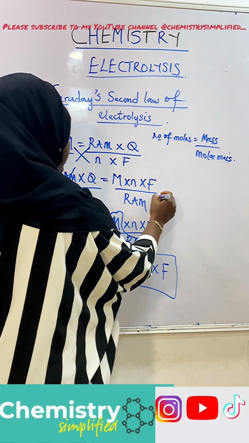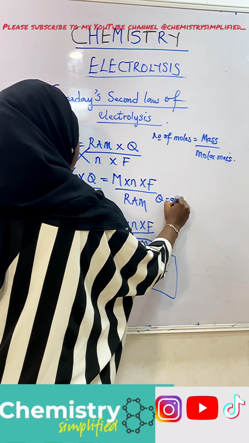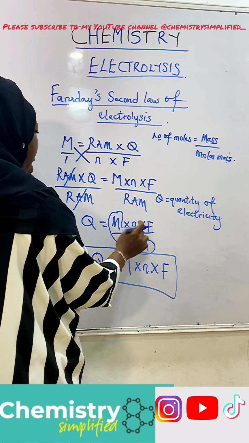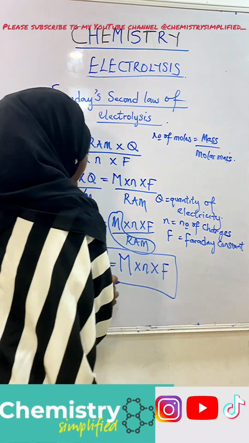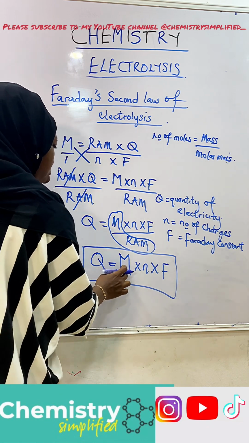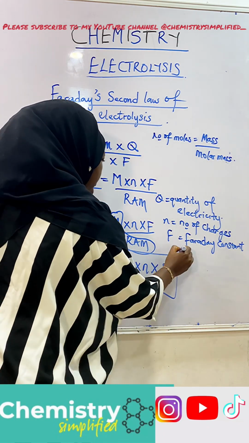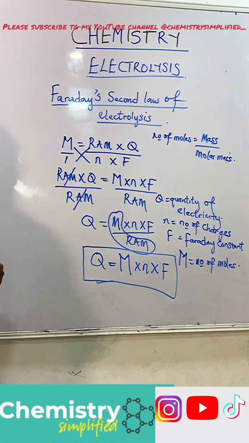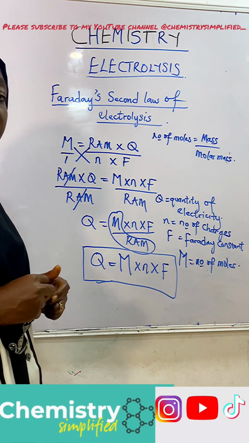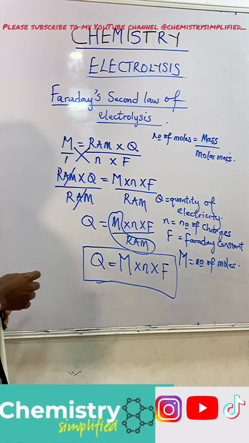Now let me quickly write the parameters down. Q stands for quantity of electricity. Then we have N, number of charges. We also have F, Faraday constant. We have what else? We have M, capital letter M, which is number of moles. Now let's solve some questions under this.